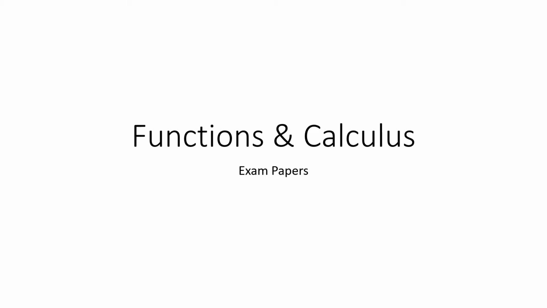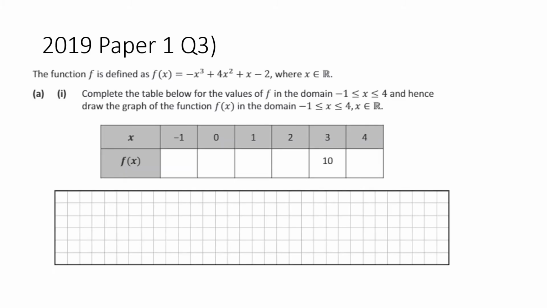So this is 2019 paper 1 and this is question 3. So what we have here is a function. So f of x is equal to minus x cubed plus 4x squared plus x minus 2, where x is an element of the real numbers. So complete the table below for the values of f in the domain of minus 1 to 4 and hence draw the graph of the function, which is f of x in the domain of minus 1 to 4.